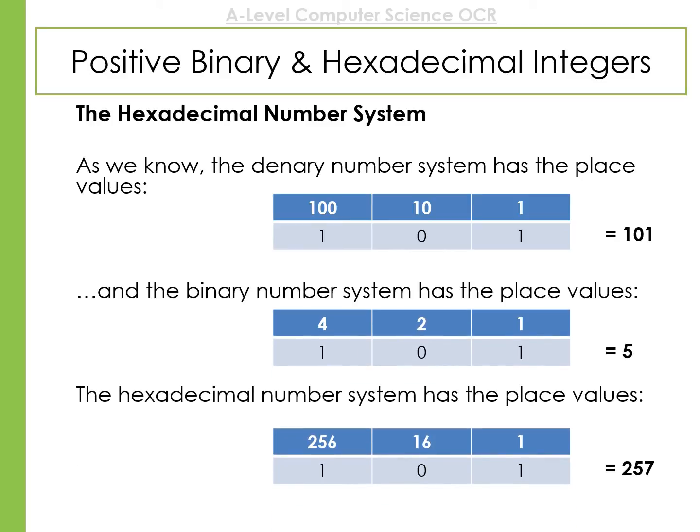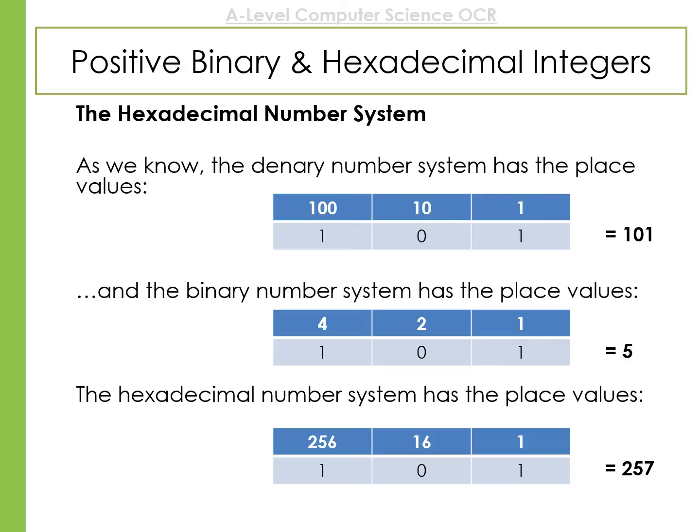This is using hexadecimal. We know that our denary number system counts up in ones, tens, or hundreds, and binary counts up in the binary sequence, 2 to the power of n, so 1, 2, 4, 8, 16. The hexadecimal number actually has the following placements: 1, 16, 256.